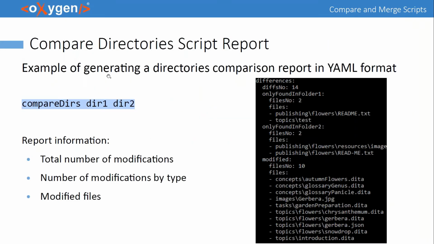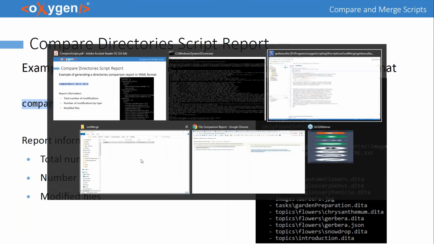So the first example will be to compare two directories and generate a report in YAML format. This YAML format will present you the number of modifications by default, and for each type of modification it will display the number of modifications for that type: the files that are added in the left, the files that are added in the right, or the modified files. And let's run a command for this.